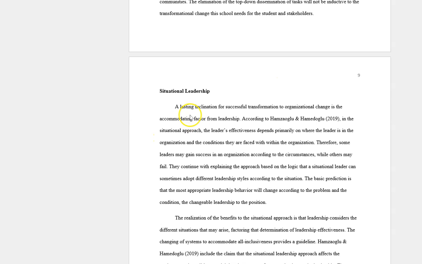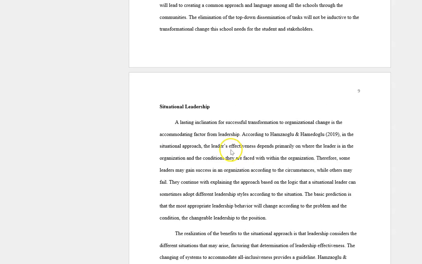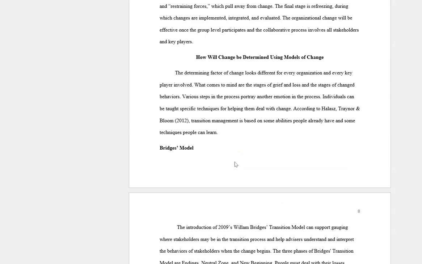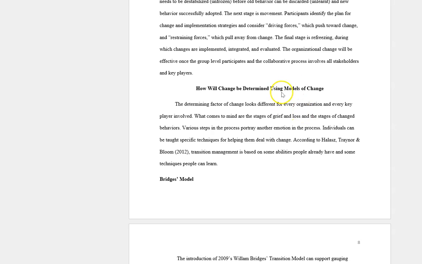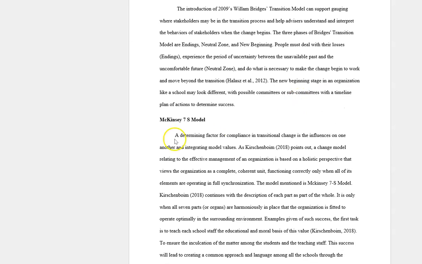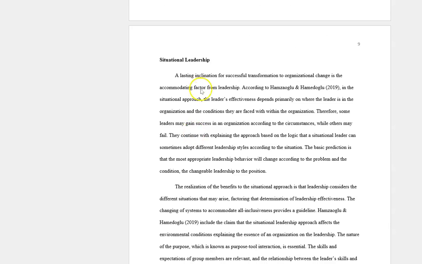So situational leadership was another one of those models that was asked for you to describe, and you'll notice it's a level 2 heading, which means it's subordinate to this how will change be determined using the change models. So Mackenzie's situational, again, she's supporting it.